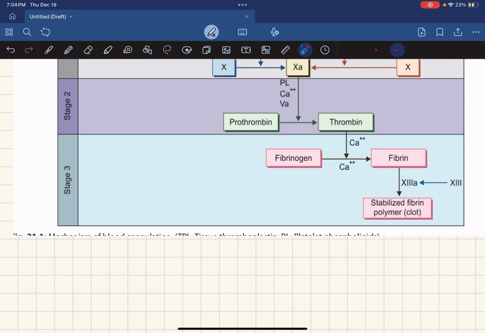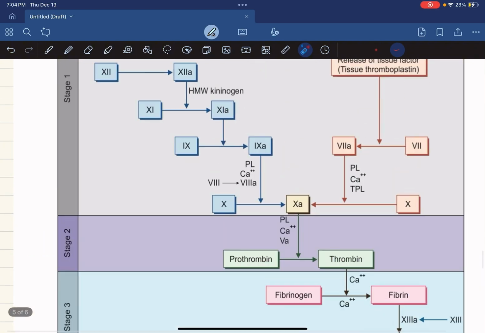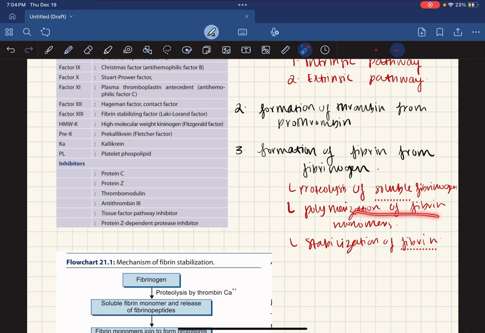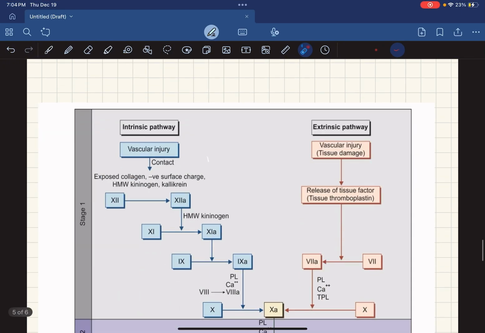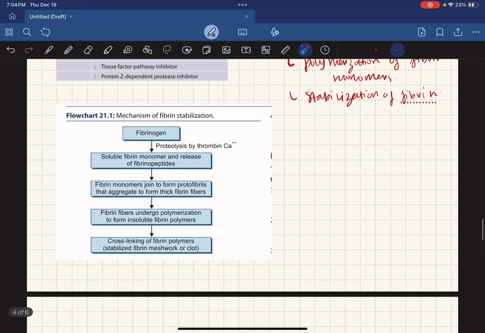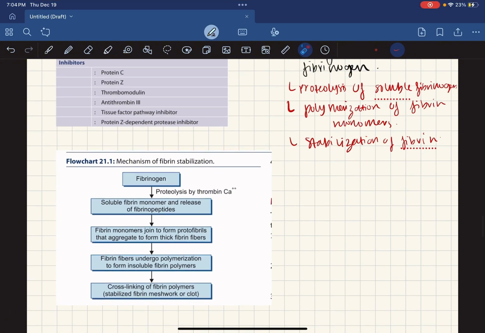We had said that the formation of fibrin from fibrinogen has 3 steps. That is, as we discussed here, the proteolysis of the soluble fibrinogen, the polymerization of the fibrin monomers, and finally the stabilization. The stabilization step is helped by the activated factor 13A, which helps in forming the stabilized fibrin polymer or the stabilized fibrin clot. And the other mechanisms that also help are obviously thrombin and calcium.